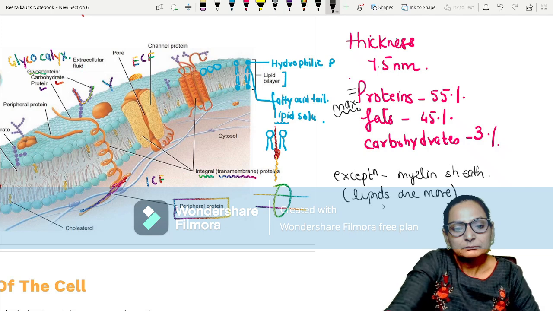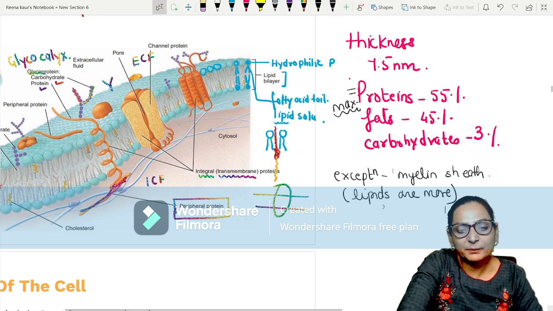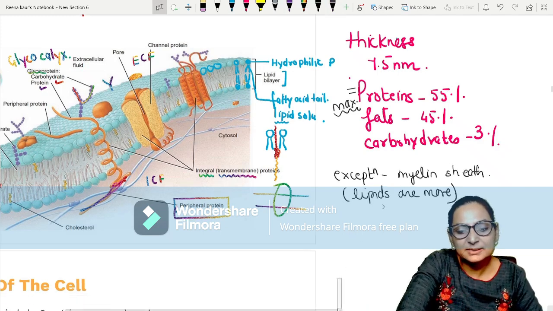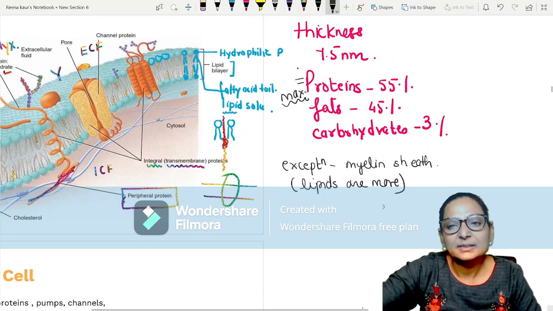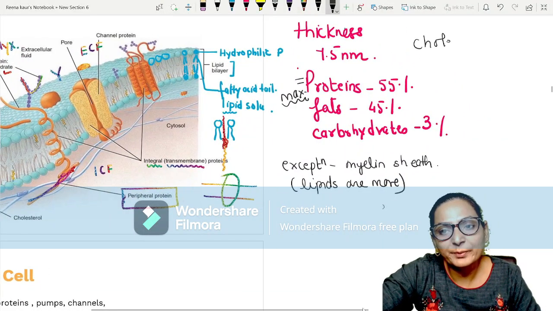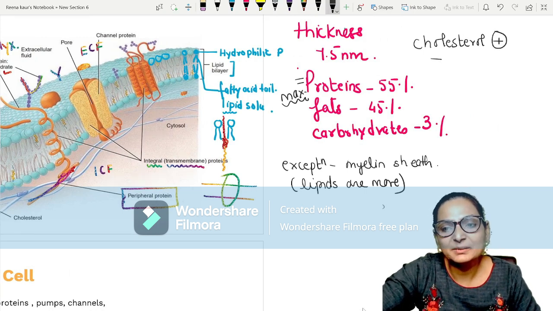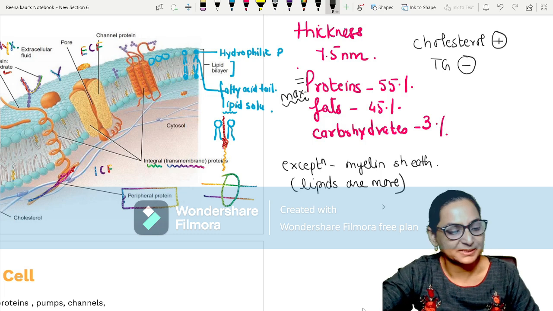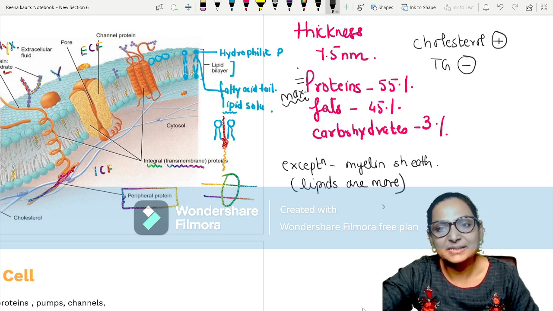So the first important thing which we saw is this. Another important thing is that cholesterol is also present in the membrane. Cholesterol is present, but the triglycerides are absent.